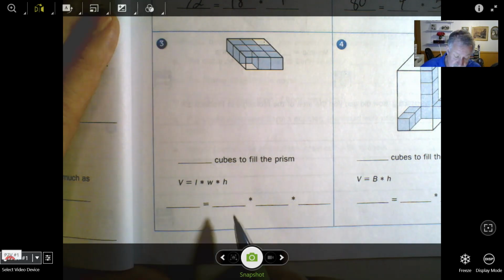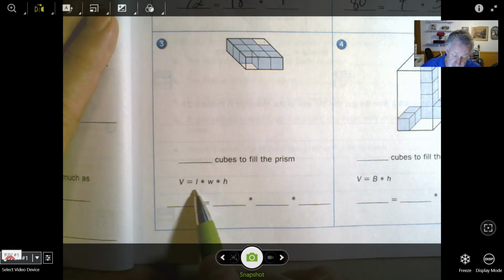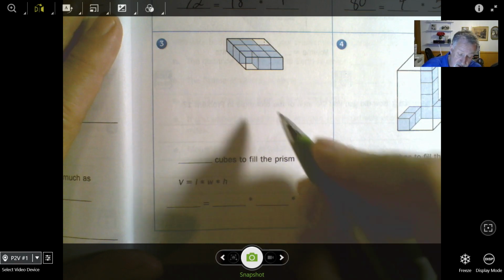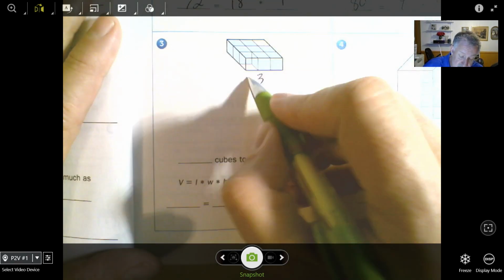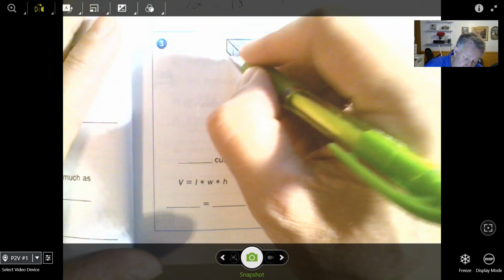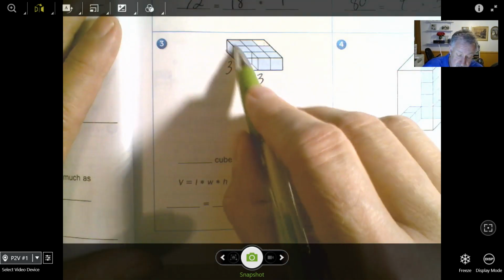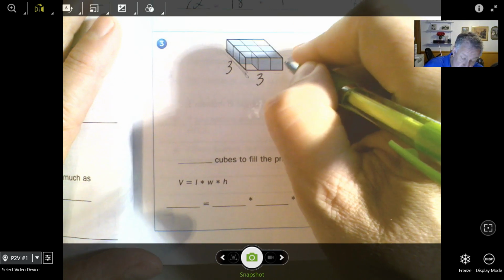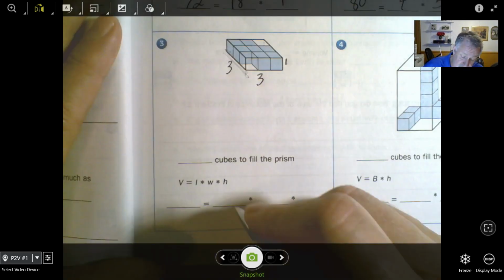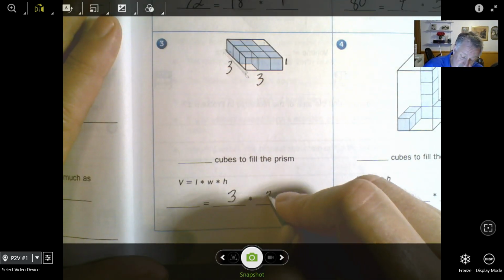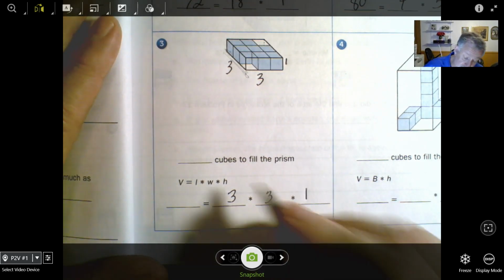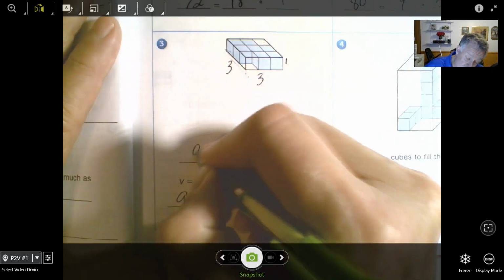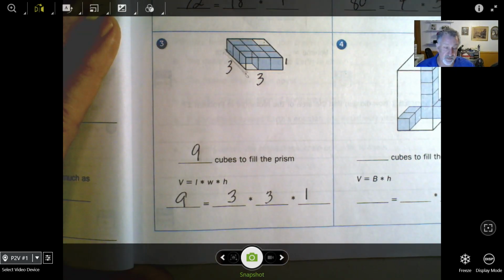Number 3, volume is length times width times height. Okay, I have a length across here of 3. Its depth or width is going back 3. It's 3 by 3, and it is 1 layer high. So 3 times 3 times 1. 3 times 3 is 9, times 1 is still 9. 9 cubes to fill the prism.